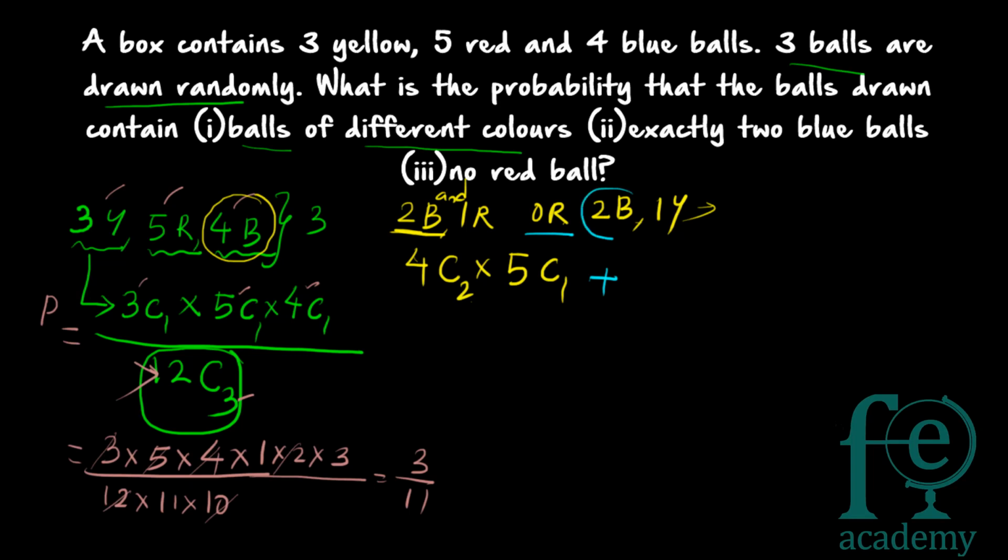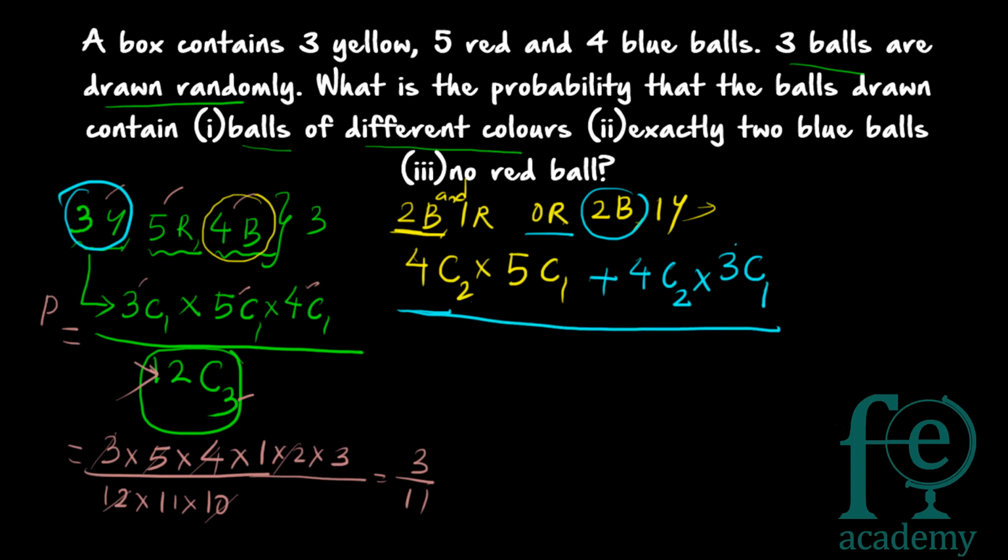So again, 2 blue balls can be selected in 4C2 ways, and how can you select 1 yellow ball? It can be done in 3C1 ways, 1 ball from a total of 3 balls. And what is the total possible number of outcomes? It will be 12C3. Out of 12 balls, you are selecting 3 balls. So 12C3 will be the total number of outcomes possible.